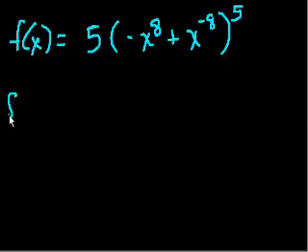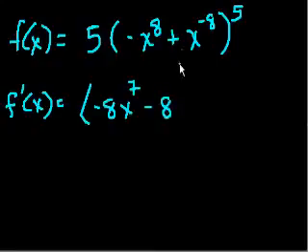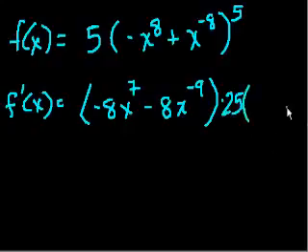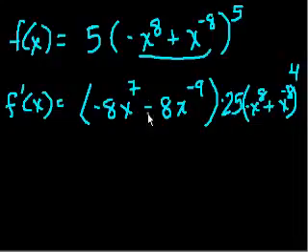So if I want to figure out f prime of x, I just take the derivative of this inner function, I guess I could call it. So that's minus 8x to the 7th, minus 8x to the minus 9th, times the derivative of this larger function. So 5 times 5 is 25 times something to the 4th, right? And that something is just going to be this expression, minus x to the 8th plus x to the minus 8. And we're done. You could simplify it. You could multiply this 25 out, et cetera, et cetera.